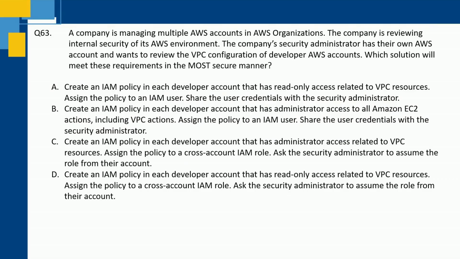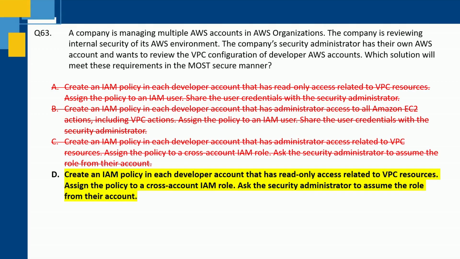Now friends, option A and option B involve sharing IAM user credentials, which is a bad practice and not secure at all. So let's rule them out. Option C and option D both involve a cross-account role assumption, which is better than user credentials, but the permissions for option C are too broad. Granting admin access when you just need read permissions is another bad practice.